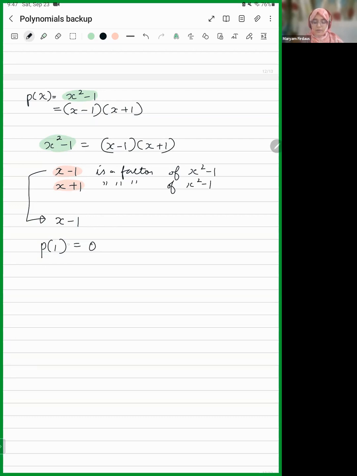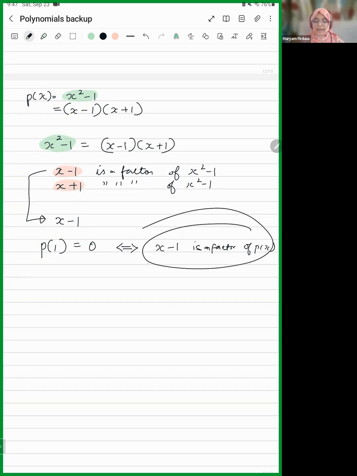Okay, so from here we can say that p of 1 is 0. And this goes both ways. That means p of 1 is 0 implies that x minus 1 is a factor of p of x. And the other way around as well. X minus 1 is a factor of p of x implies that p of 1 will be 0. So this factor theorem is very, very simple.